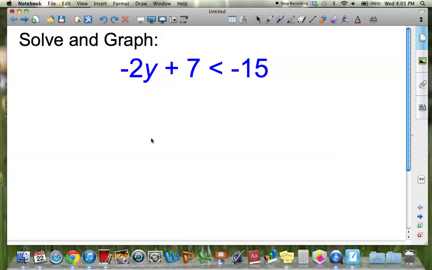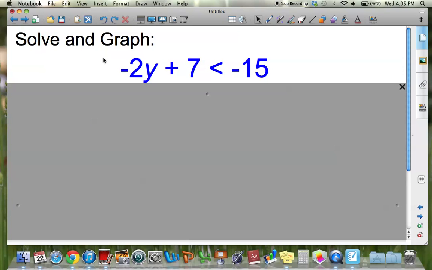The first thing I noticed is that no one seemed to be mentioning solving inequalities in class. And there's a few tricky things about inequalities that I think is really important to review. So let's look at this example. Negative 2y plus 7 less than negative 15.